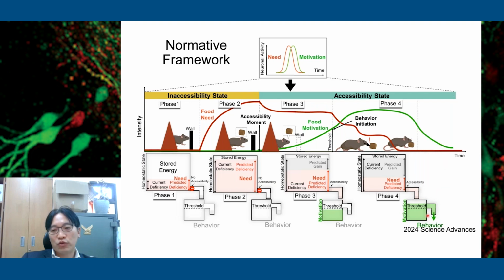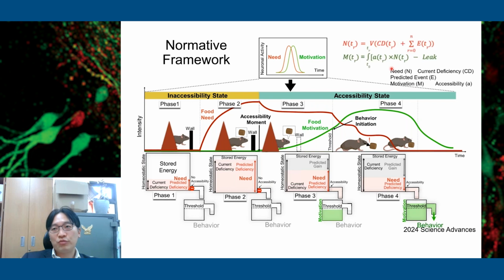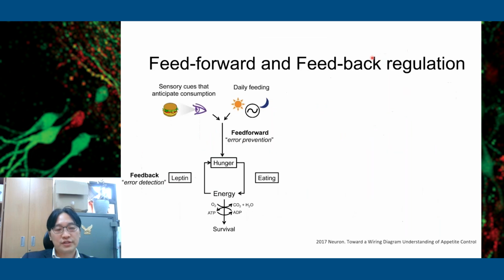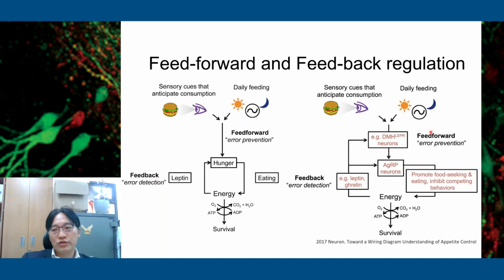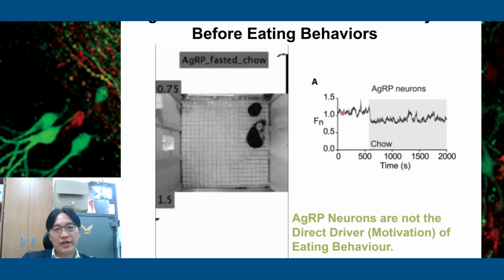So this is the model that I suggested, and we made a computational model for this. And it has been suggested that in addition to this feedback regulation, there is a feed-forward regulation that prevents the error of too much overconsumption. So sensory cues inhibit the hunger neuron in the dorsomedial hypothalamus. So that was the basic idea.